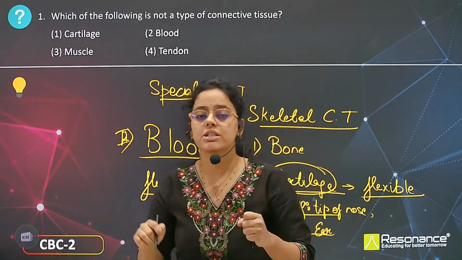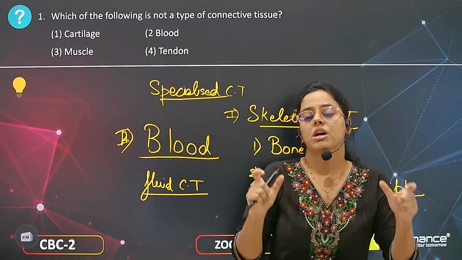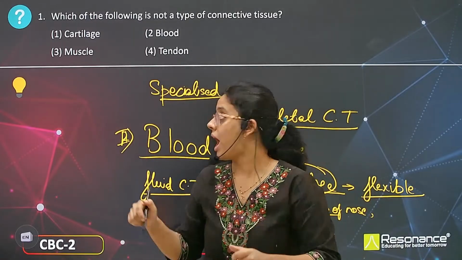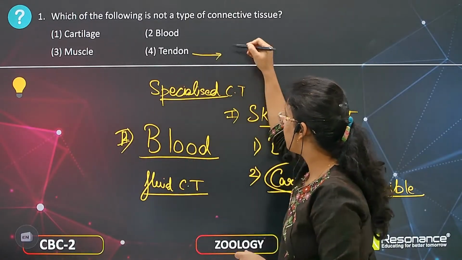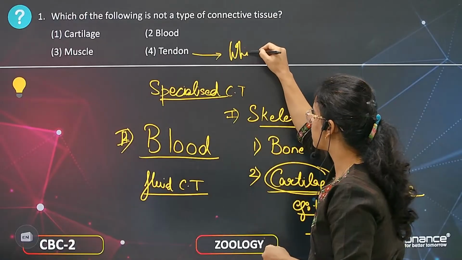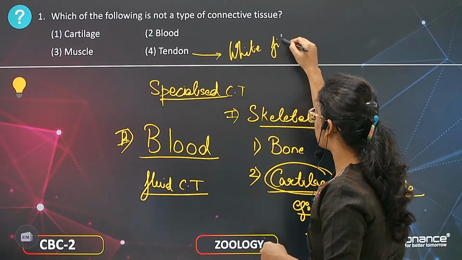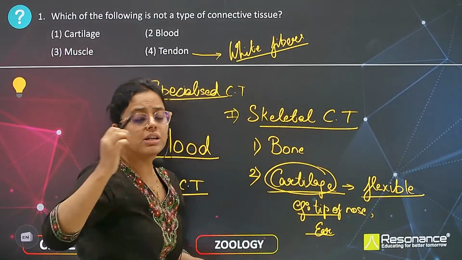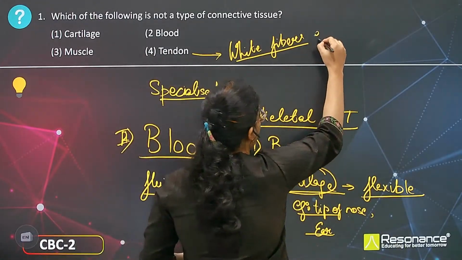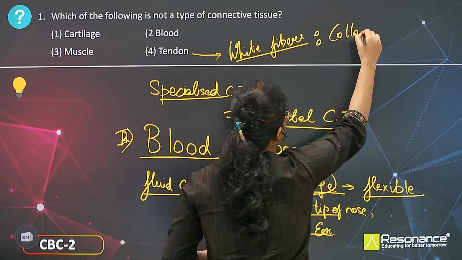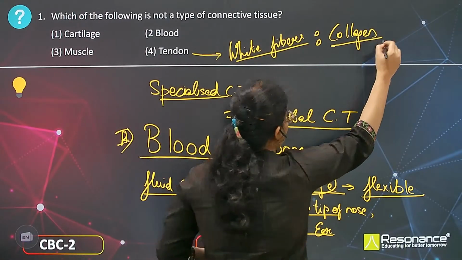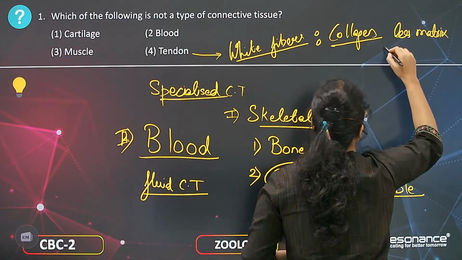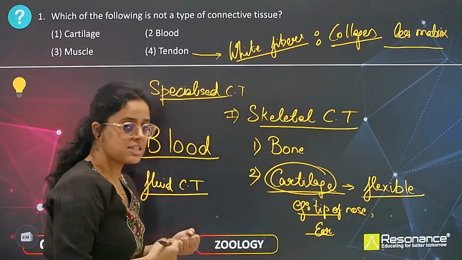Coming to tendon, a tendon is also a connective tissue which connects muscles to bone, and it has a high number of white fibers. These white fibers are dense regular connective tissue which have collagen and less matrix. Collagen fibers are more abundant in tendons, and that's the reason they are less flexible.